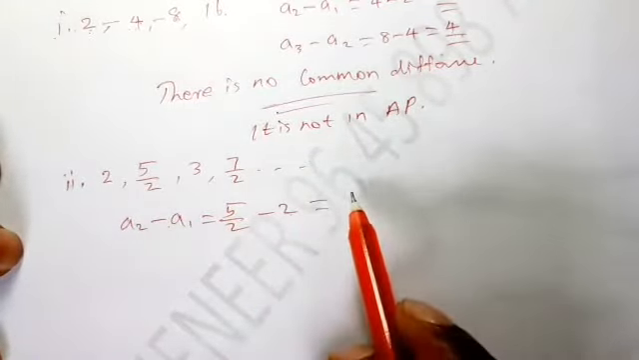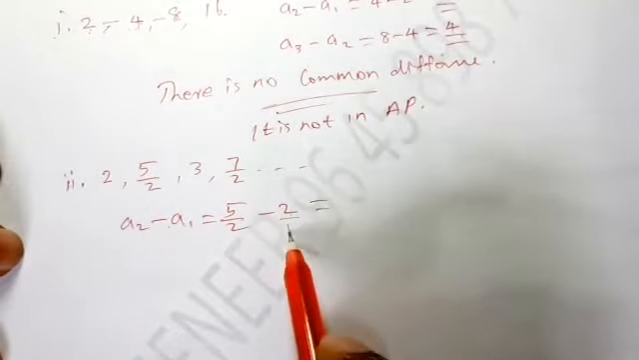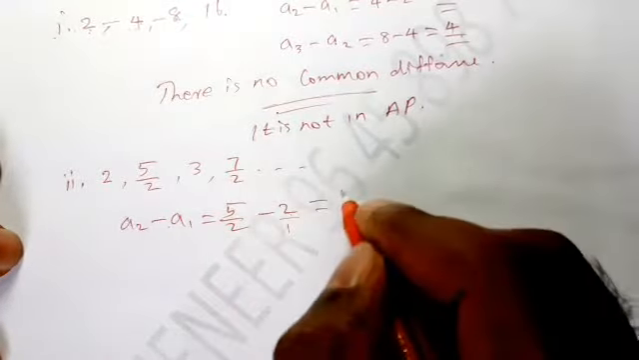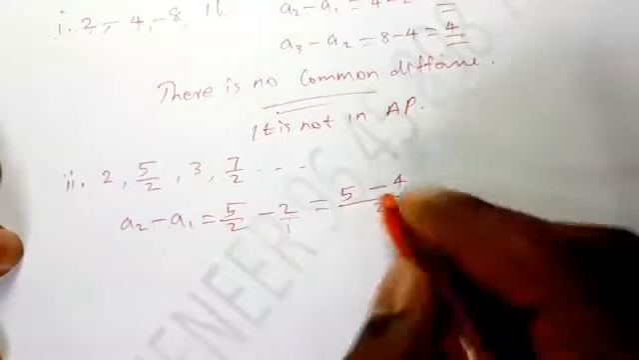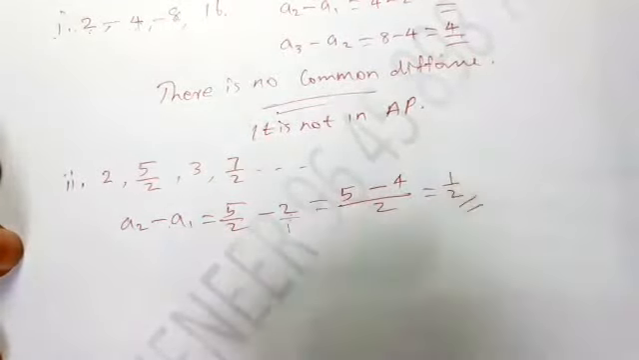In such a way you can subtract, or as usual you can use the cross multiplication method. 1 into 5 is equal to 5, 2 2s are 4, 1 into 2 is equal to 2, so you get 1 by 2. Both methods can be used.